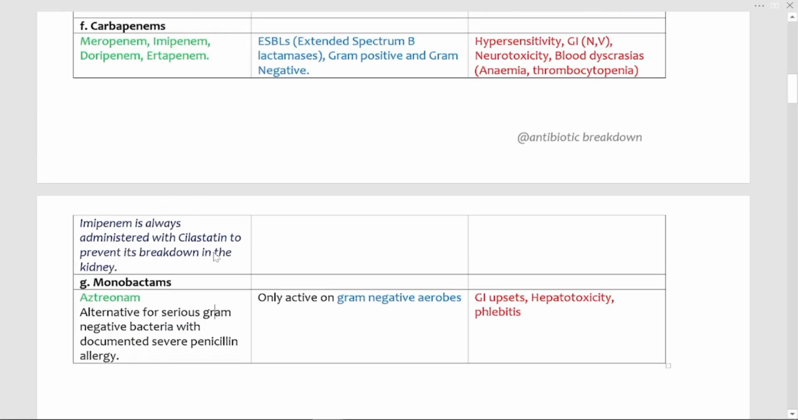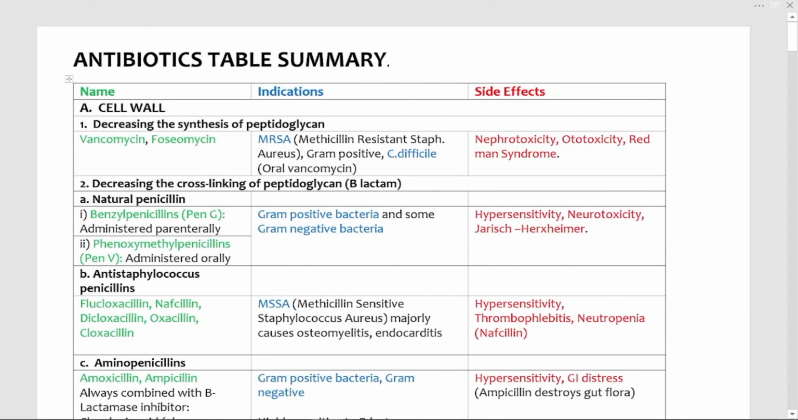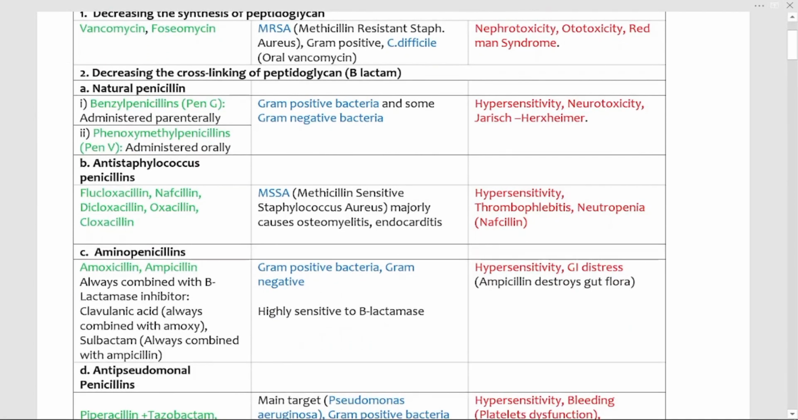So that's all. Today we have looked at the cell wall. The antibiotics that are very much effective when it comes to dealing with the cell wall of the bacteria fall under two big categories. There are those that decrease the synthesis of peptidoglycans, which include vancomycin and fosfomycin. We also have those that decrease the cross-linking of peptidoglycans, and they do this by binding to the penicillin binding proteins, destroying the structural component of the bacteria. These ones are the beta-lactam antibiotics.